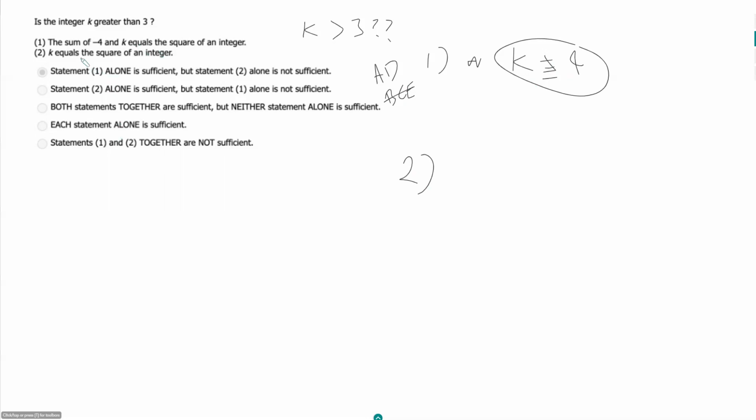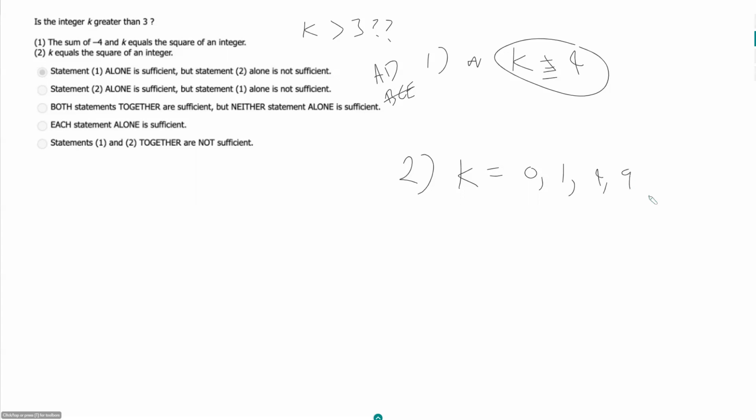Statement 2, k equals the square of an integer. Okay, so now they're just telling us something directly about k. So in this case, k equal to 0 is the square of an integer. 1 is the square of an integer, because 1 squared is 1. 2 squared is 4. 3 squared is 9.